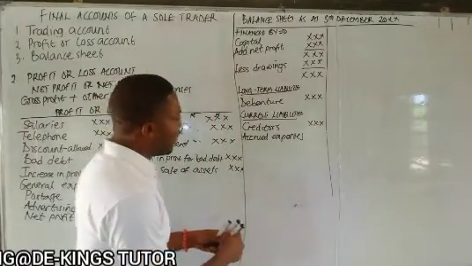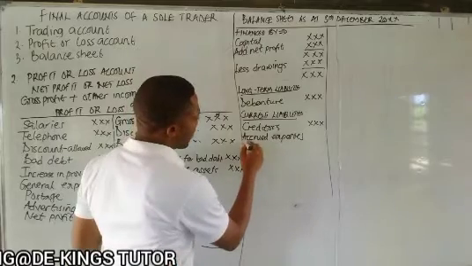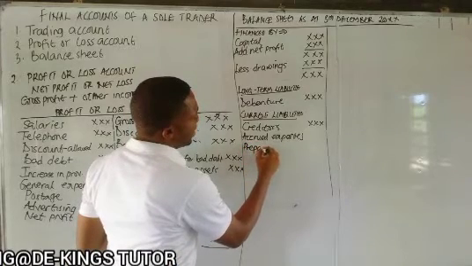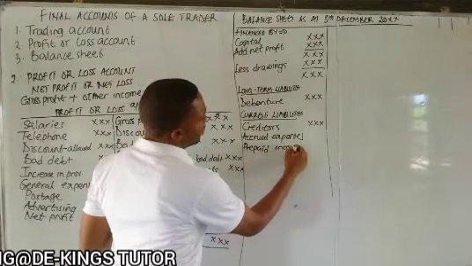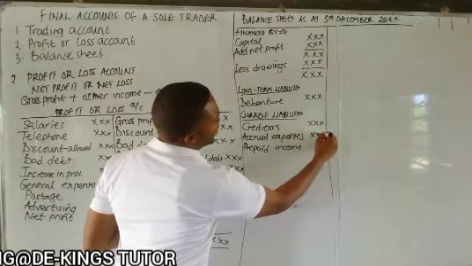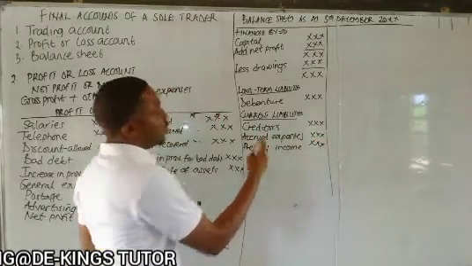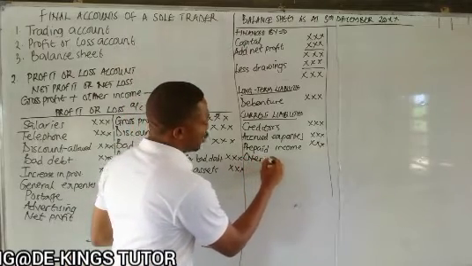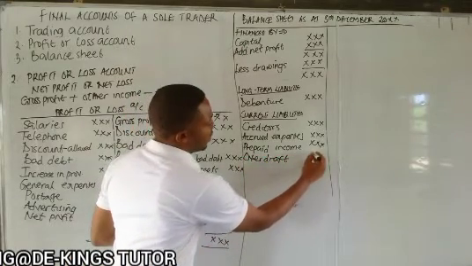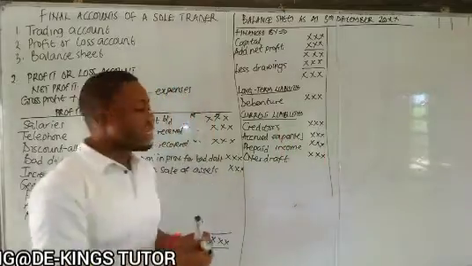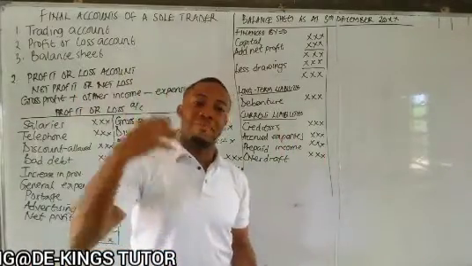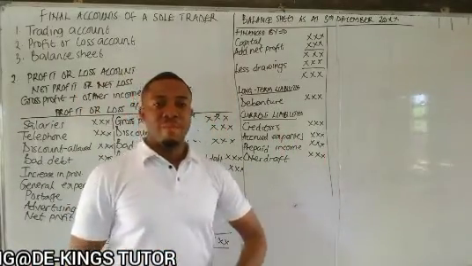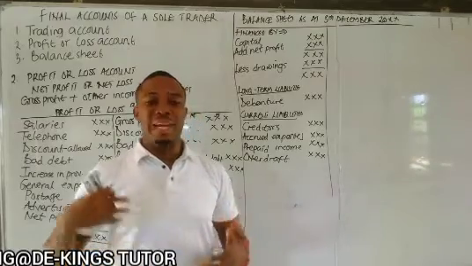We can also have prepaid income. Prepaid income is also a current liability. You can also have bank overdraft. Prepaid income is when you receive income in advance of rendering of services. Okay, when you receive income in advance.